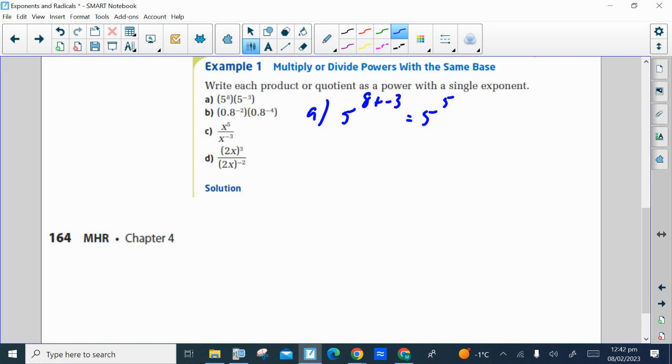The question says, leave it as a power with a single exponent. So we don't have to actually evaluate that. We certainly could using our calculator, but we don't have to.